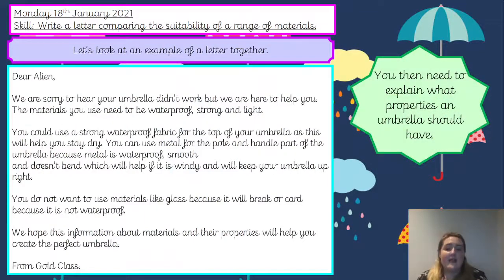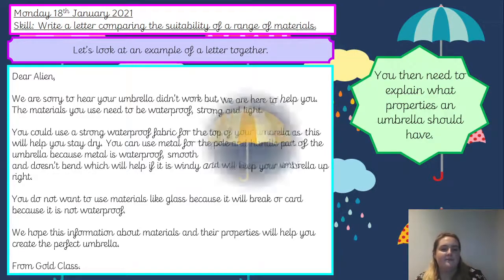Okay, so yeah, we've explained what properties an umbrella should have. Okay, so as I've just said, it needs to be waterproof, strong and light. And we've made that really clear at the beginning of our letter, so the rest of the letter, when we're saying what material is suitable and which material isn't suitable, it's really clear to him why that is. Okay.